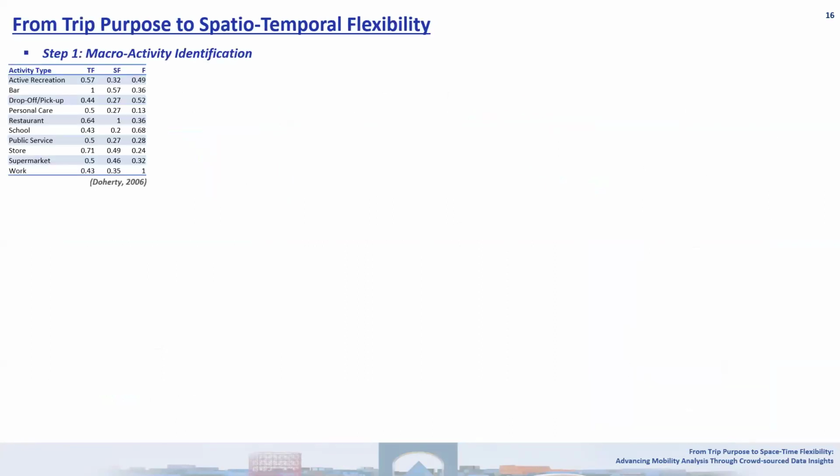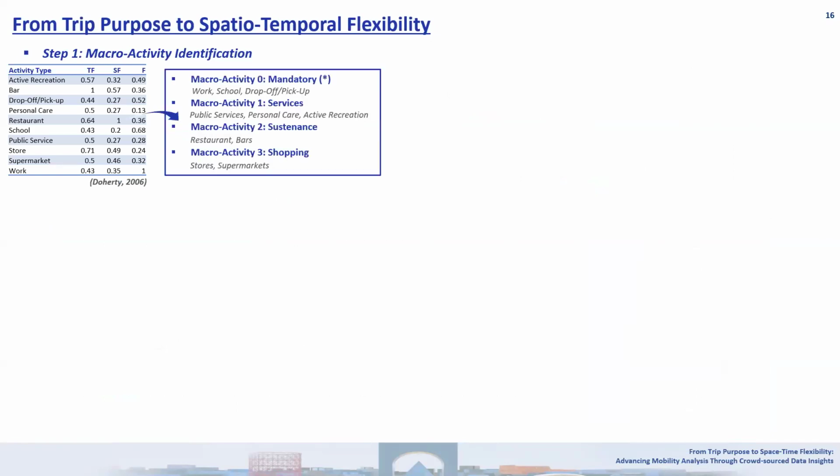Once we define these macro activities, let's have a look. For example, in macro activity 3, we have all the points of interest related to stores and supermarkets. So we define a priori what is macro activity number 3, or for example, macro activity number 2, sustenance, that means restaurants, bars, and so on.